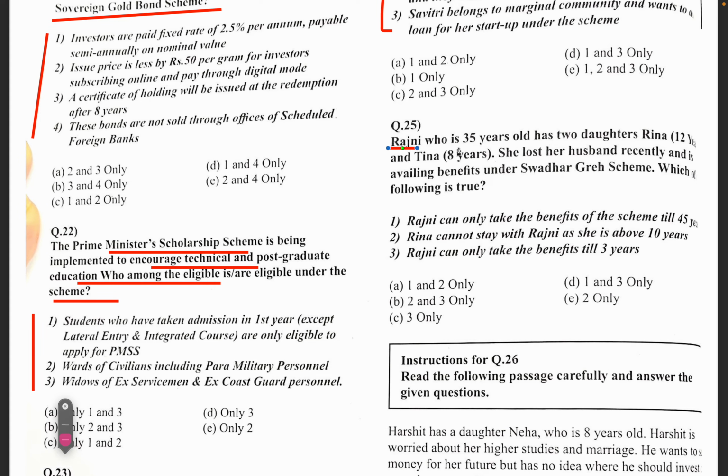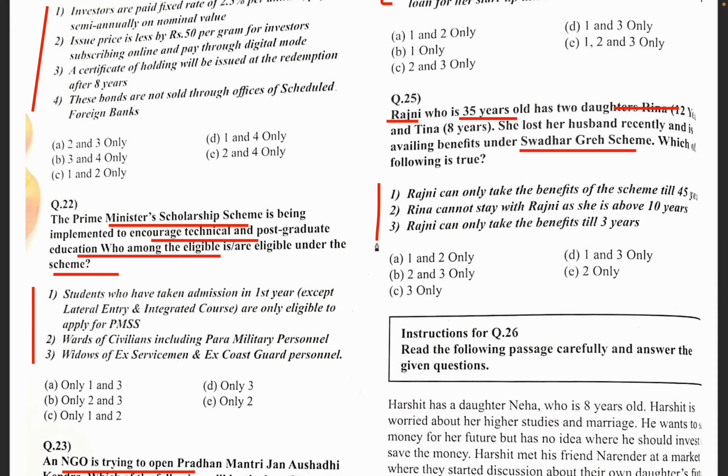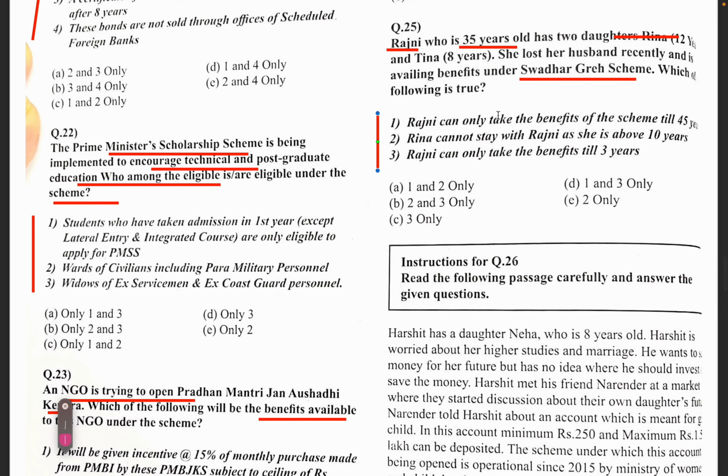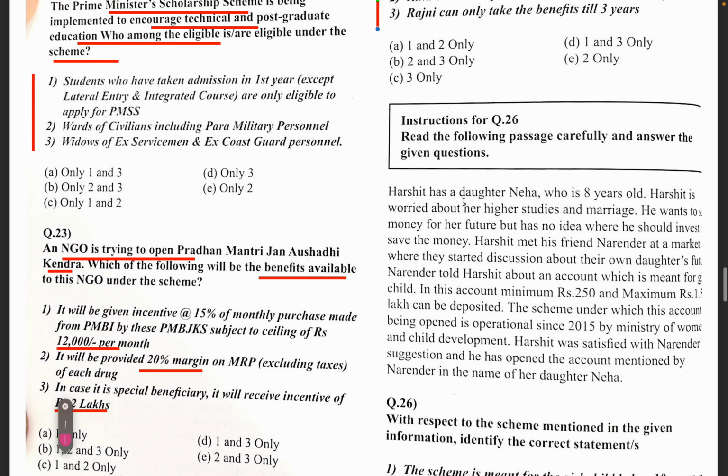For example, here they have given Rajni, who is 35 years old and has two daughters. Okay, she lost her husband, and then there is a scheme. So tell me which one is true. Again, you need to know who this scheme is eligible for, what the benefits are, and who it covers. You need to remember, and then only you can answer this. Even these one-mark questions need detailed information.